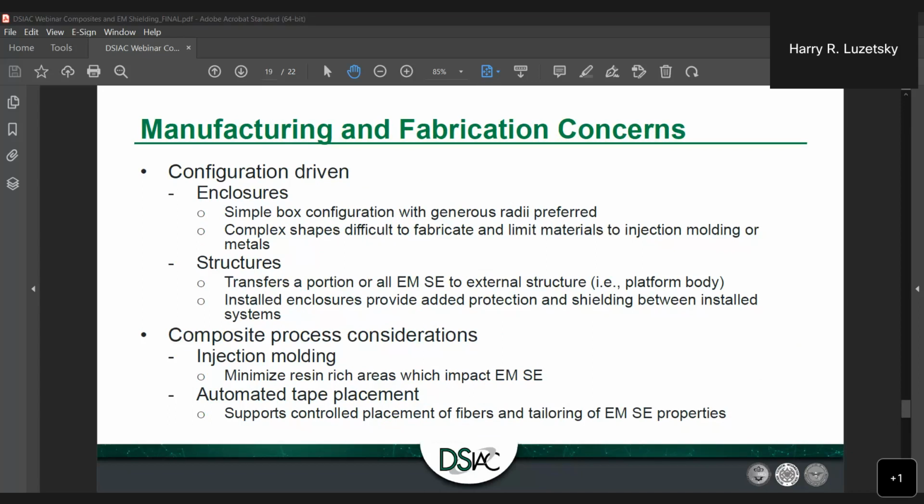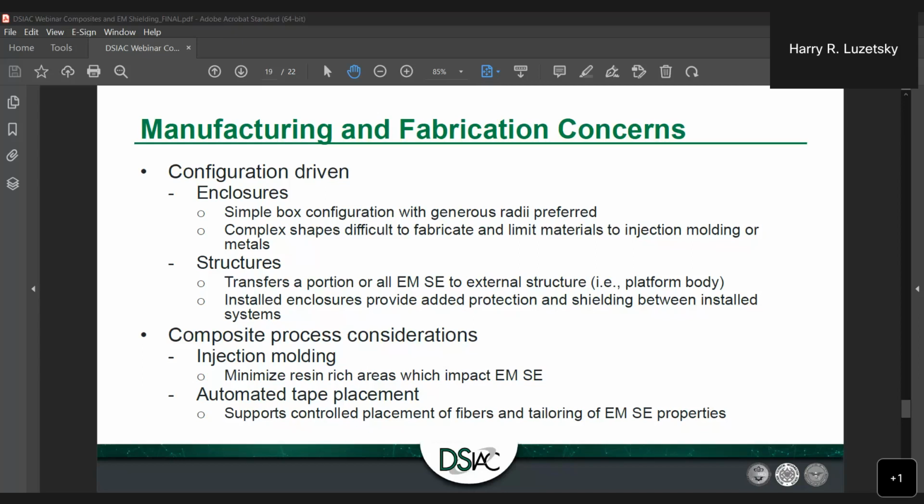With a structure, the idea of transferring a portion of all of the shielding effectiveness to the external surface can actually benefit the structure. In which case the enclosures now only have to be developed to protect the electronics between each other, not worrying about the outward sources, if you will, of electromagnetic radiation.